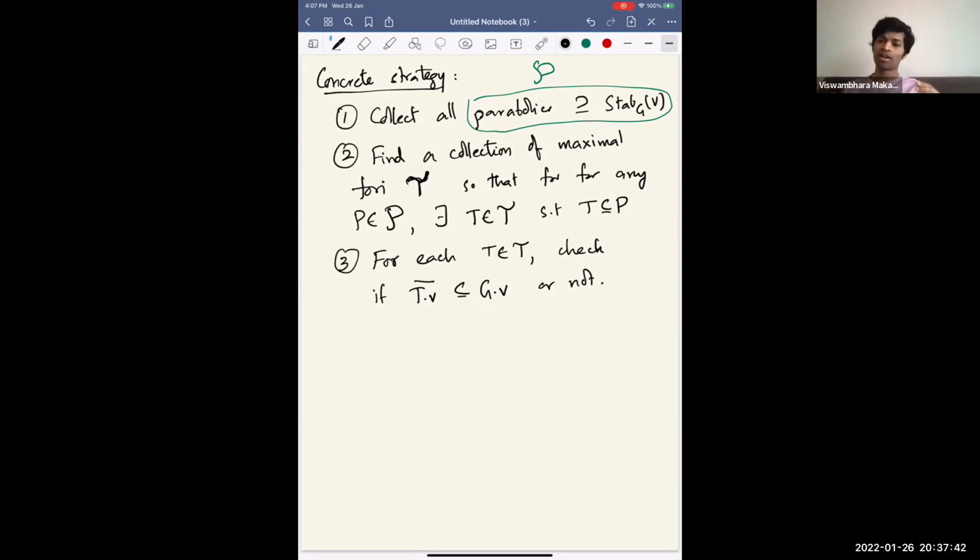If you can get through 1 and 2 without getting yourself an infinite collection, and sometimes you can work with infinite collections too, but if you can get through 1 and 2 with a manageable collection of tori at the end of it, you will succeed in step 3 one way or the other. Okay. So that's the only catch. The only catch is hopefully this collection of maximal tori is manageable.